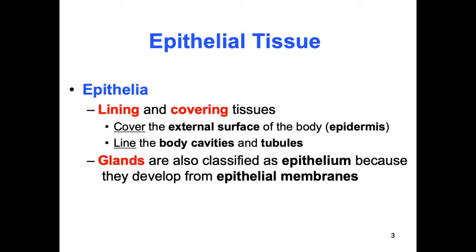So let's look at epithelial tissue first. When we talk about epithelial tissue, this is the type of tissue that is a lining and a covering type of tissue. So when I think of lining and covering, we have something that covers the entire external surface of the body, right? We refer to that as skin, but in anatomy and physiology, we know that skin has different layers. There's an outermost layer, epidermis.